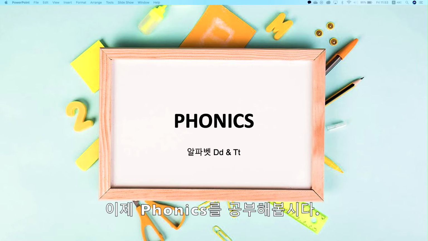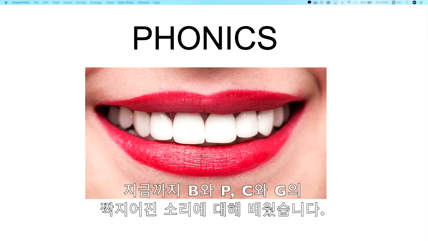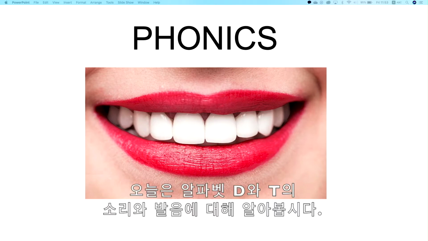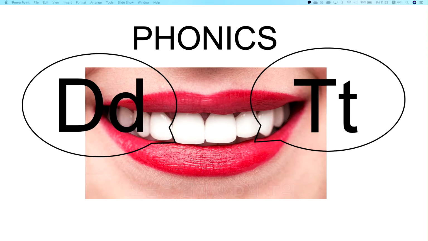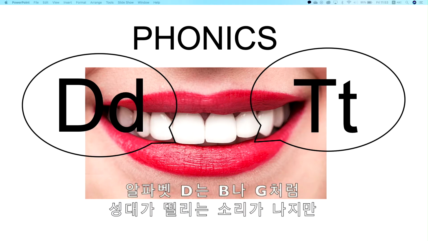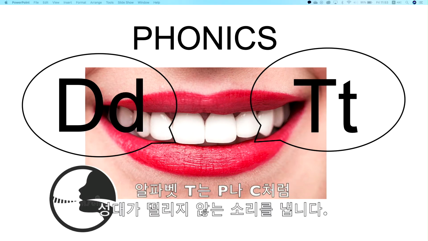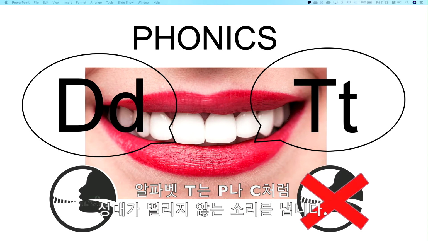Now let's have phonics. We've learned the phonics of pair sound with B and P, C and G so far. Now we have the phonics of D and T. The relationship between D and T is very alike with B and P, C and G. D is voiced sound like B, but T is voiceless sound like P and C.